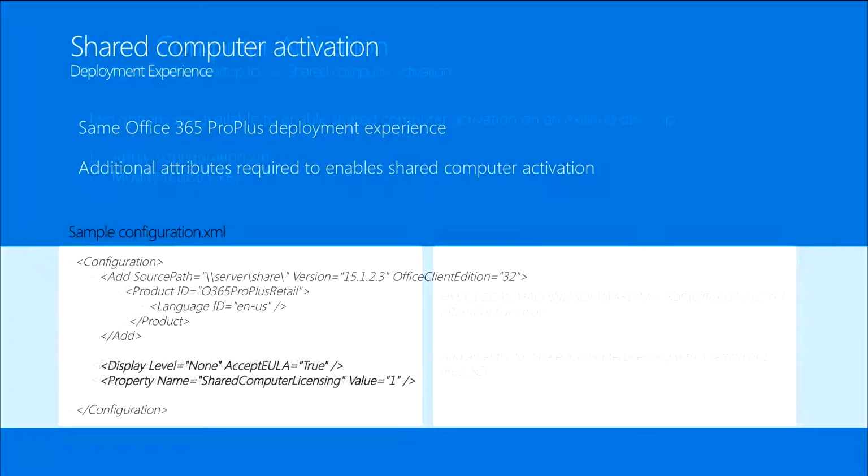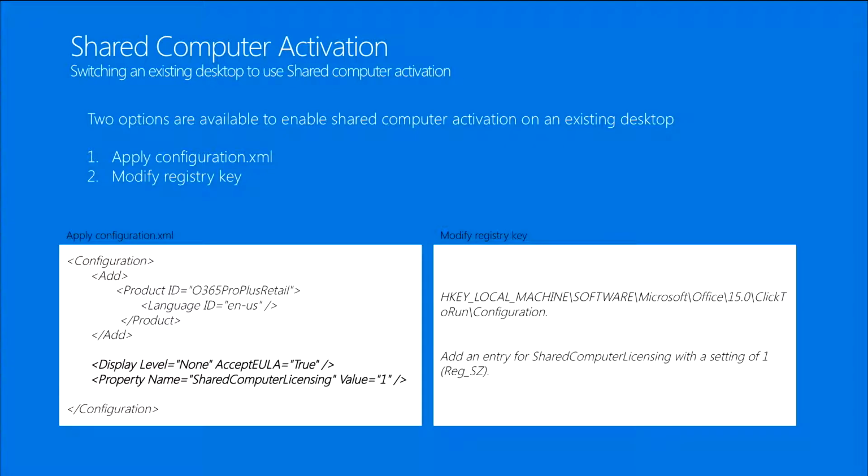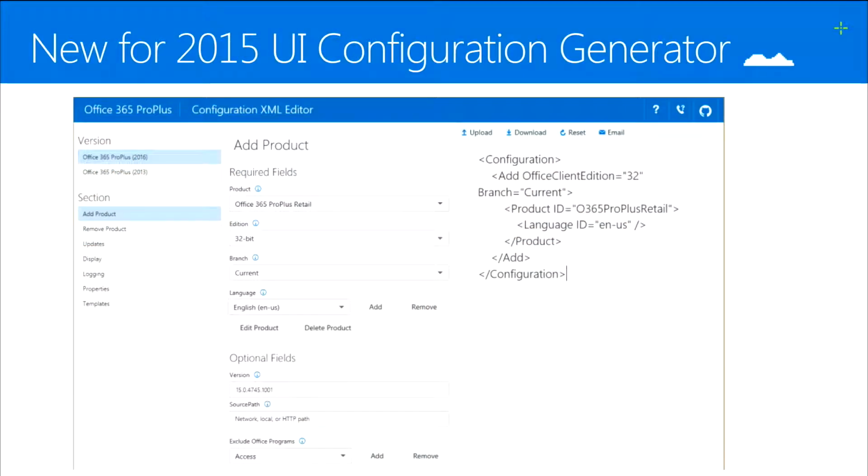Now on top of this, we also need to push out a little registry edit as well. So you can see here on the right hand side that we need to add the REG_SZ, and we call it in the HKEY_LOCAL_MACHINE, Office auto run configuration, and basically we add this shared computer licensing parameter with a value of 1. So REG_SZ shared computer licensing with a value of 1.